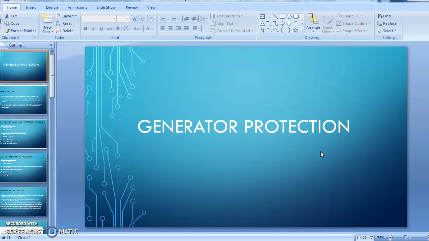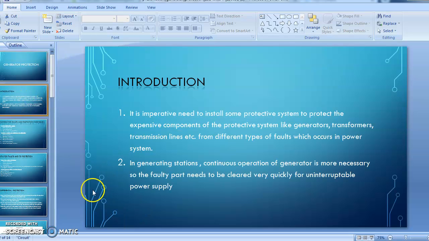So, a generator is a very delicate instrument and we have to think how we can protect it against different types of fault. Now, next is the introduction part. It is very imperative to install some protective system to protect expensive components like the generator, transformer, transmission line, etc. Now, all the modern generator units are invariably transformer connected owing to internal connection.